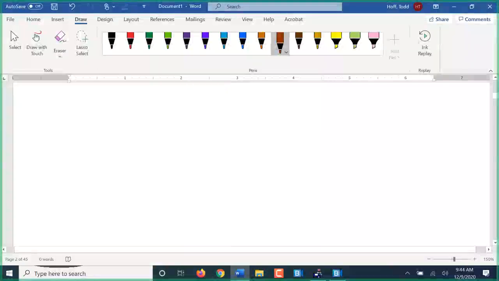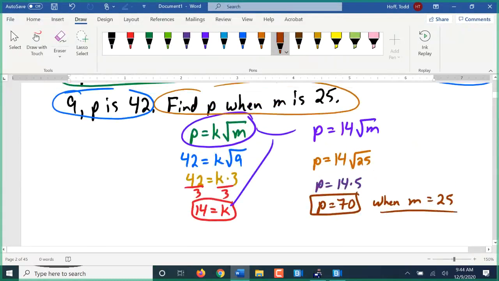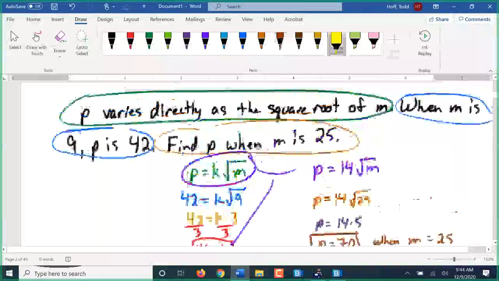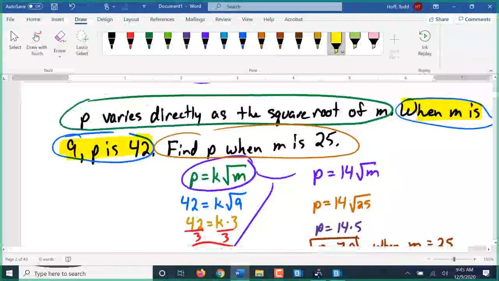So why do we care about these relationships? Well, they do come up quite a bit in math, and in engineering especially. There's a lot of times you know that two values are directly related, but you don't necessarily know their equation. So you can take an initial condition or a known condition like this, take a measurement. Okay, M is currently 9 and P is currently 42, so that helps me figure out the relationship.